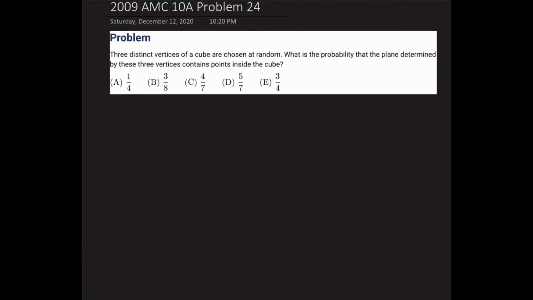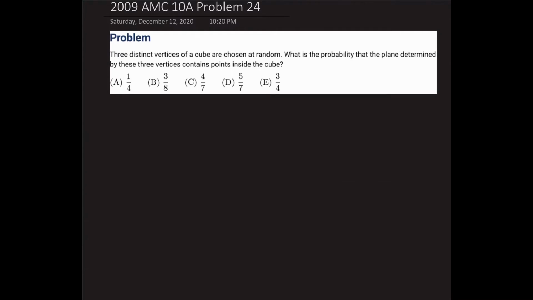I'm going to be solving the 2009 AMC 10A problem 24. Let's read through the problem. 3 distinct vertices of a cube are chosen at random. What is the probability that the plane determined by these 3 vertices contains points inside the cube?